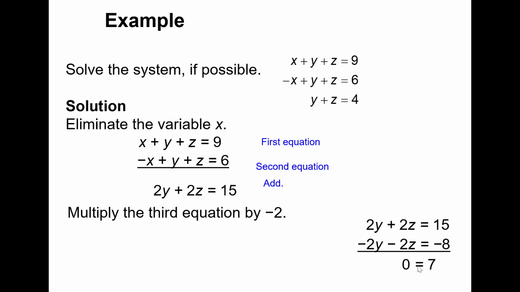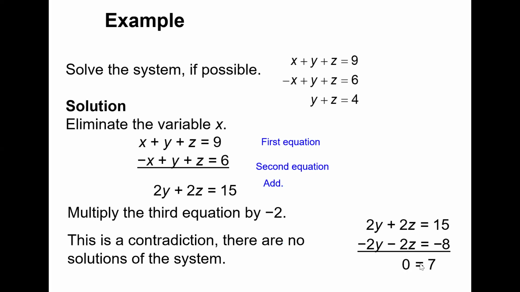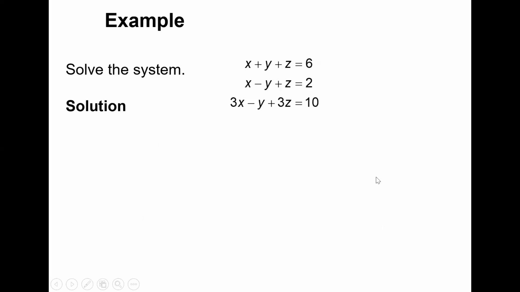That doesn't make sense. 0 does not equal 7. And so that's a contradiction. That means there's no solution to this system of equations. When we get something like this, that's always nice because we know then we're done. There's nothing we can do here, and so we just say no solution.